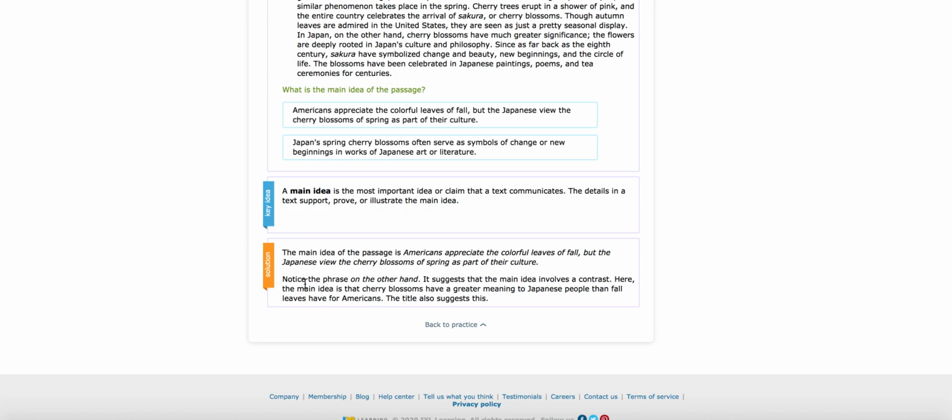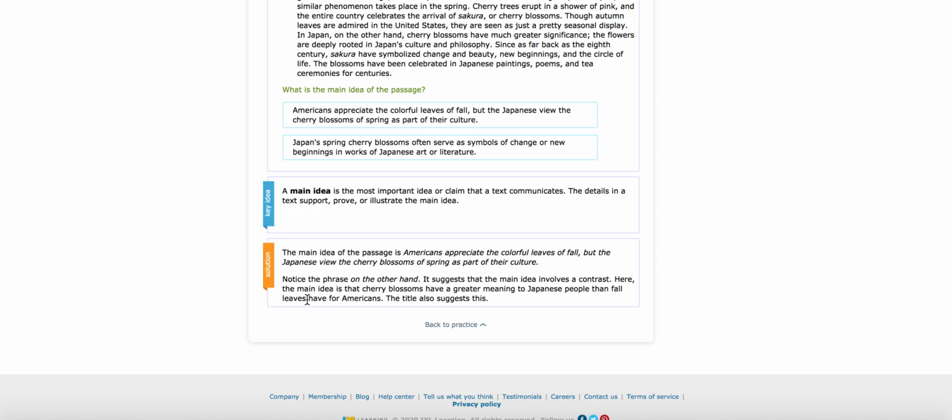Here, the main idea is that cherry blossoms have a greater meaning to Japanese people than fall leaves have for Americans. The title also suggests this. So if I'm really stuck, I can always go back and look at the title, just like the solution helps us understand.